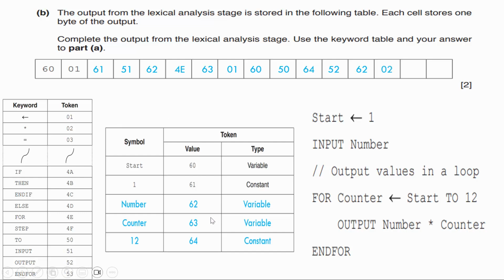Now I'm looking for counter. Counter has a token value of 63. The last one I'm looking for is end4, and that has a token value of 5, 3. That is the lexical analysis stage, and that is part of compiling a program, specifically the very first stage.